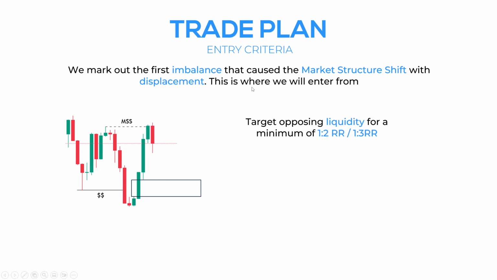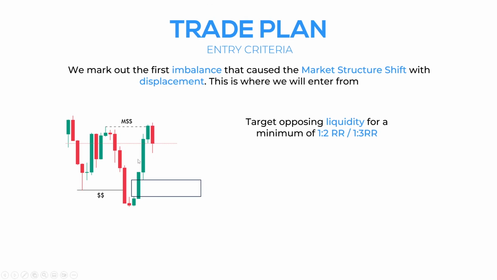Now, just some rules of what we actually do when we enter a trade and how to enter the trade. You want to target opposing liquidity for a minimum of 1 to 2 RR or 1 to 3 RR. Again, it's really important that you target opposing liquidity. Don't make your profit target random.